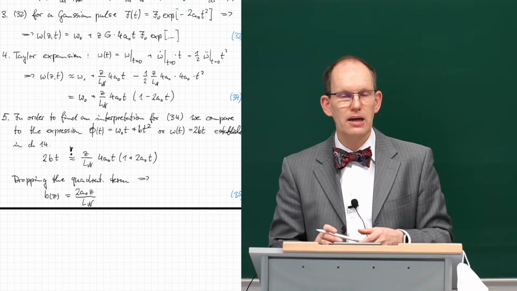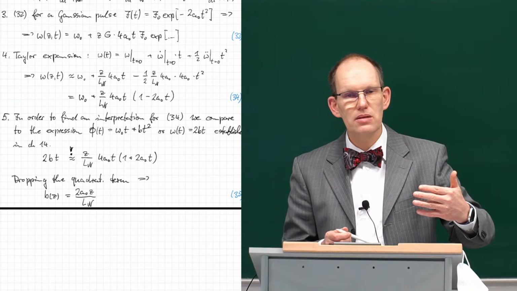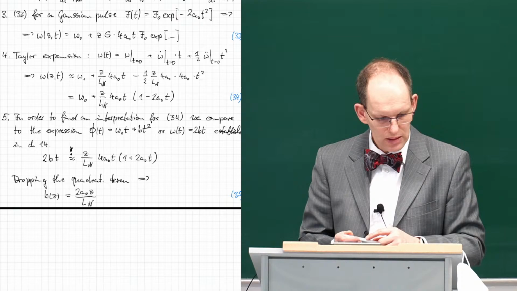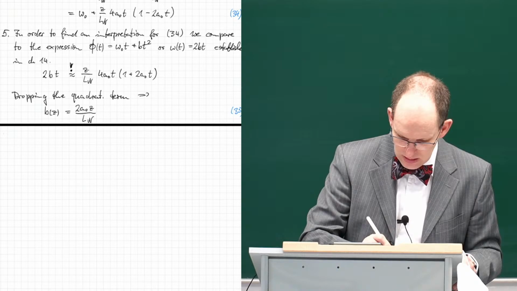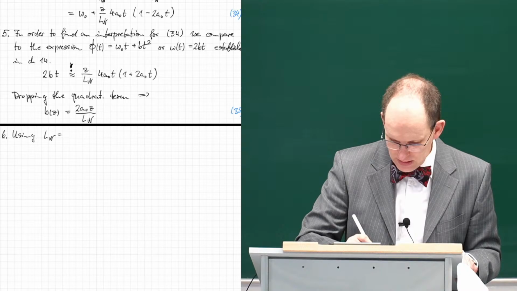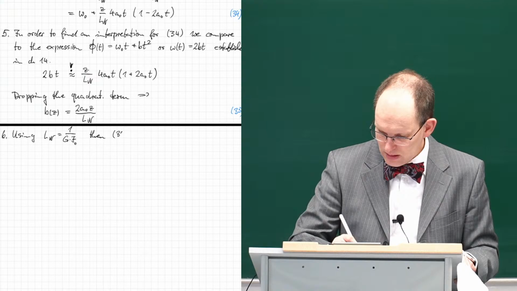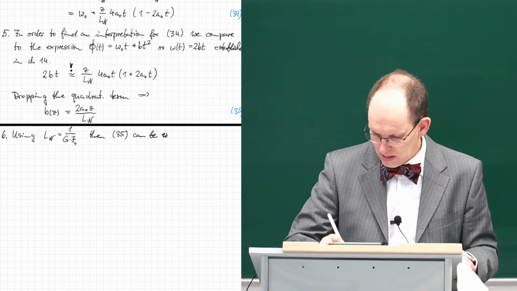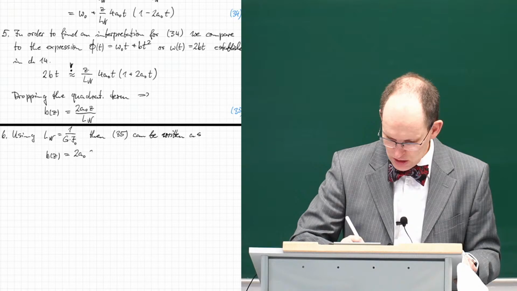In other words, the chirp will get larger and larger and larger. Yeah, so this will get steeper and steeper and steeper. Well, again, we can write this equation in different versions. Yeah, so if we use this definition as 1 over g times I naught, then 35 can be written as b of z equals 2 times a naught times g times I naught times z.